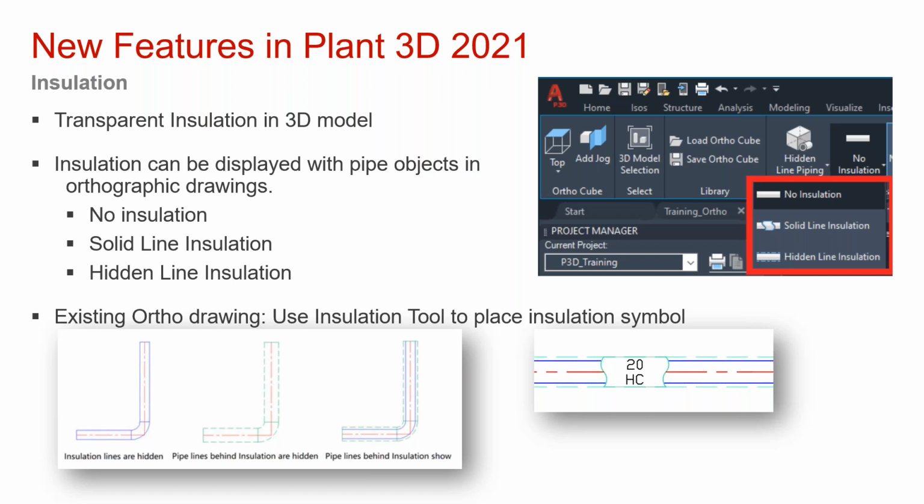And also, insulation can be displayed with the pipe objects in the orthographic drawing, so you have control over it when you set up the ortho view, and that's what I'm showing there on the ribbon in the upper right. There are no insulation, solid line insulation, or hidden line insulation settings that you have there in the ortho view setup. You also, if you have an existing ortho drawing and you don't want to set the view to have those settings, can use an insulation tool to place an insulation symbol that's shown in the lower right there.